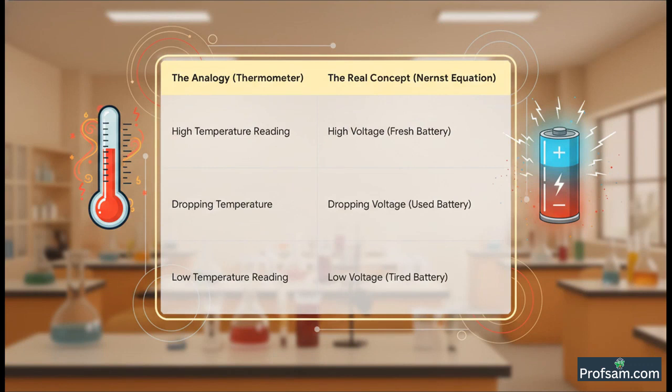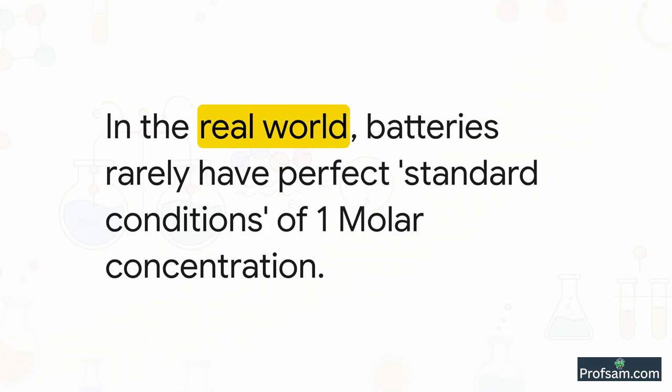See, a high temperature reading on a thermometer means something is hot, full of energy. Similarly, a high voltage means you have a fresh battery, full of reactants. Now, as the temperature drops, it means energy is being lost. And just like that, as the battery is used, the voltage drops. Finally, a low temperature reading means it is cold, and a low voltage reading means the battery is tired, almost dead.